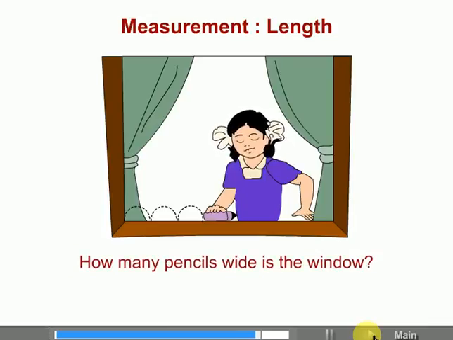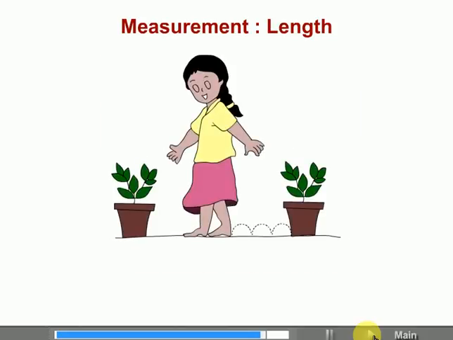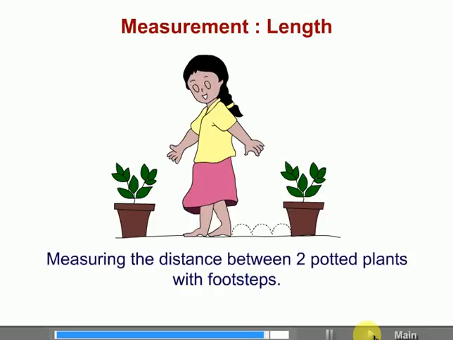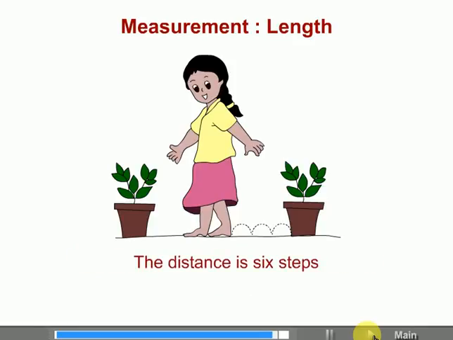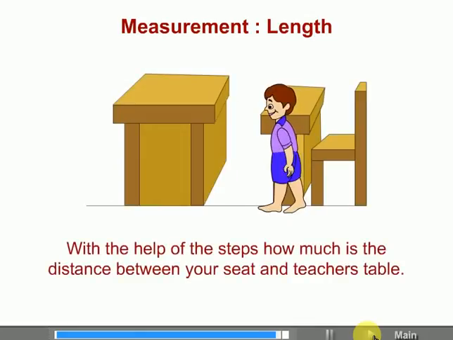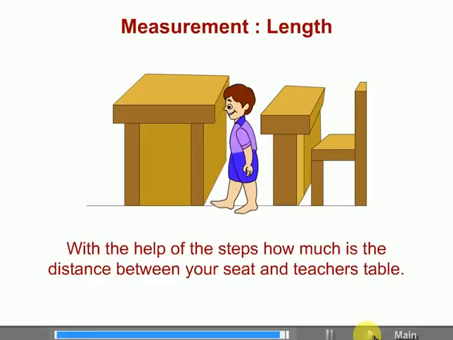How many pencils wide is the window? The window is 6 pencils wide. Now you can see little Tanushri measuring the distance between 2 potted plants with the help of the number of steps that she can take. How many steps is the distance between the 2 pots? The distance between the 2 pots is 6 steps. With the help of steps, how much is the distance between your seat and the teacher's table?